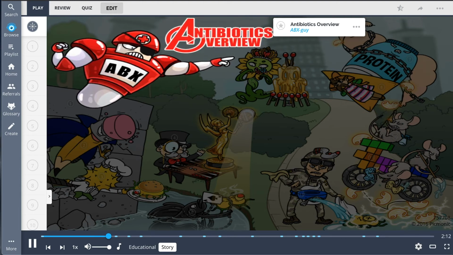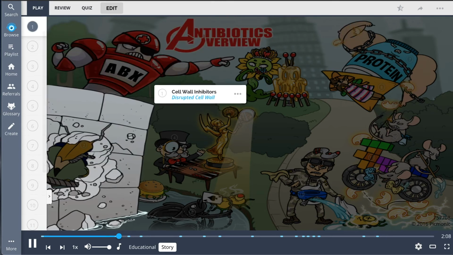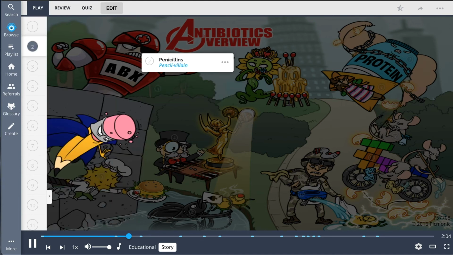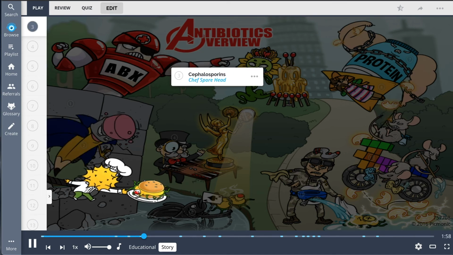The first group of ABX's team to arrive on scene were the cell wall inhibitors. Busting through the cell wall first was Pencil Villain, using his eraser to open the way for the rest of the cell wall inhibitors. Like Chef Sporehead, who used bacteria sliders to lure in the bacteria baddies. This is because these types of antibiotics are bactericidal.